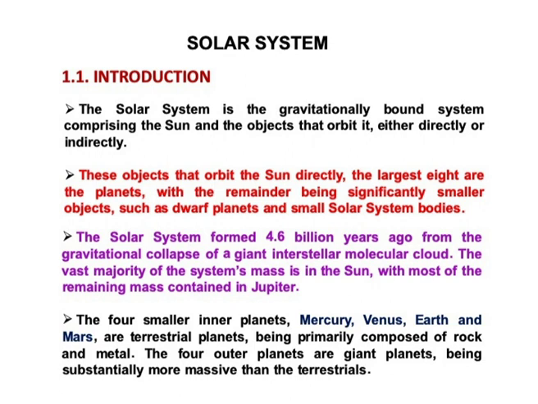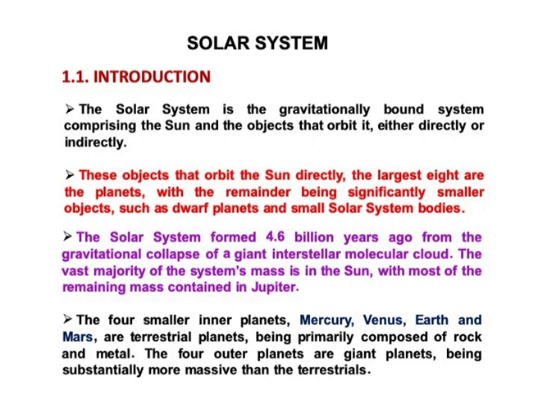The solar system formed 4.6 billion years ago from the gravitational collapse of a giant interstellar molecular cloud. The vast majority of the solar system's mass is in the sun, with most of the remaining mass contained in Jupiter.